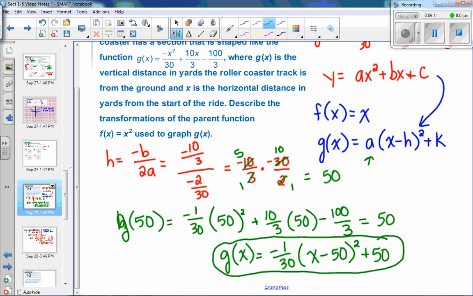And now the question said, describe the transformation. So now I see that it's going to be flipped upside down. It's going to open down. And it's also going to be compressed vertically. So it's going to be wider. Then we also have it shifted 50 to the right and 50 up. So we know the vertex is 50-50. So this gives us some information. And if you graph both of these on your calculator, you can verify that they do match up.